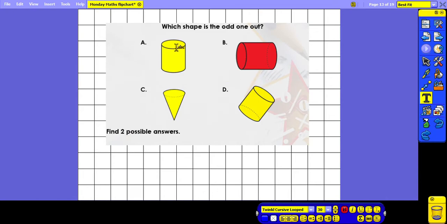This time the question says which shape is the odd one out? So it means which shape is different to the rest. Find 2 possible answers.